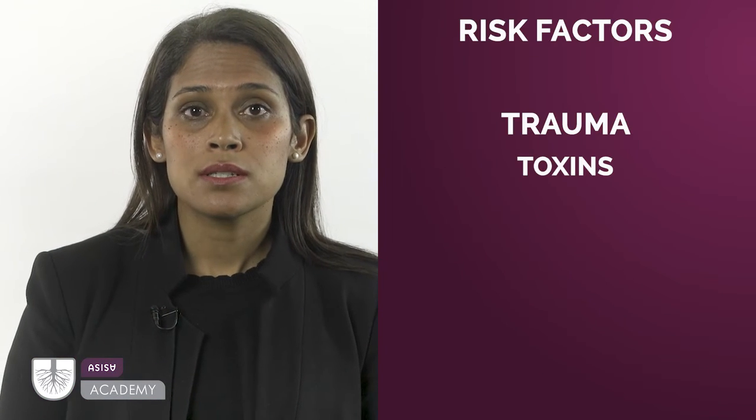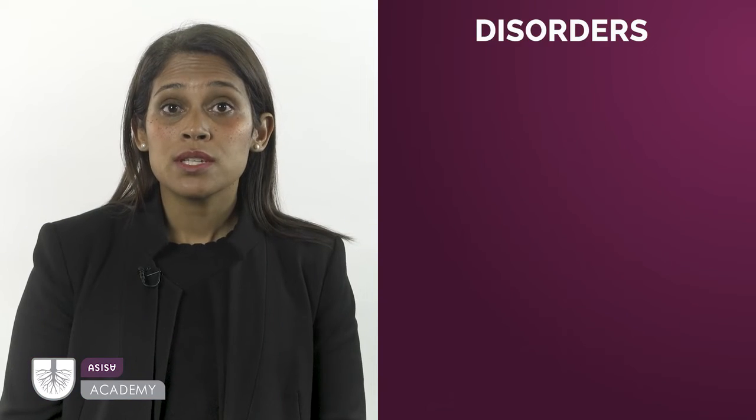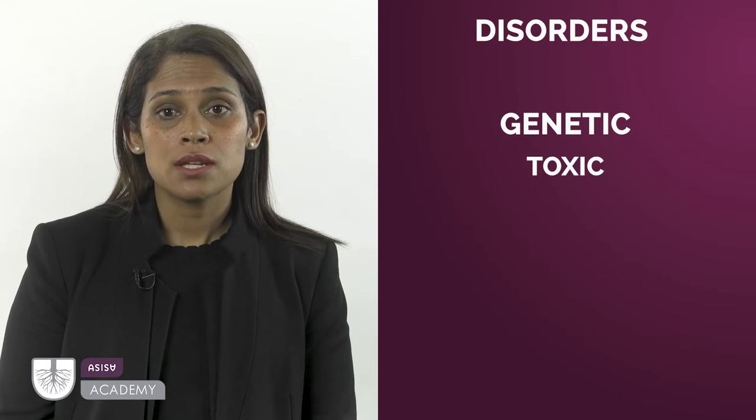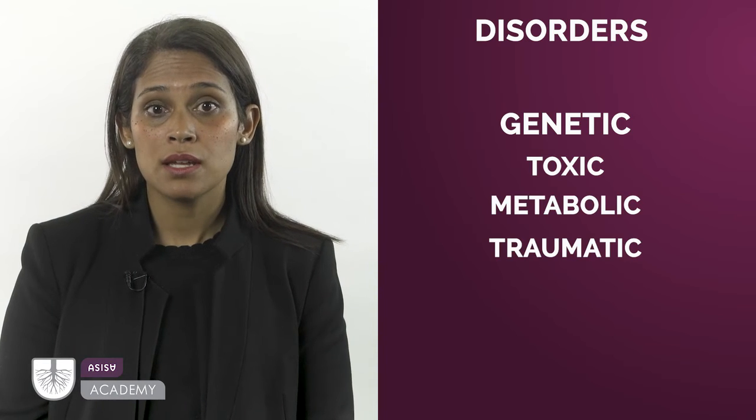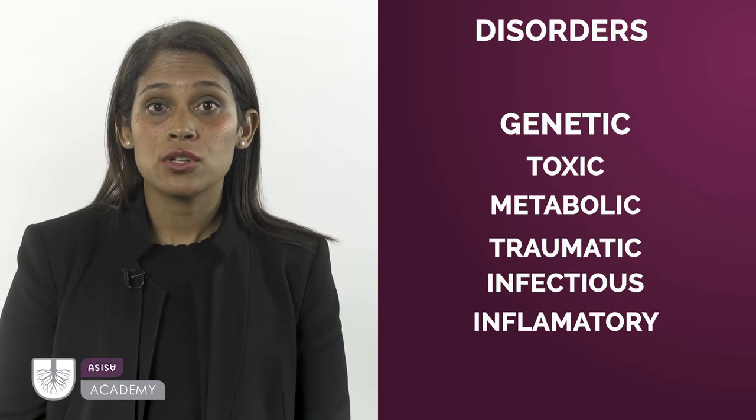The central nervous system is protected by the skull, vertebrae, and blood-brain barrier, whereas the peripheral nervous system is susceptible to trauma, toxins, and infections. Damage to or dysfunction of the neuron, this is the cell body, myelin sheath and axons, or muscles or neuromuscular junction, can result in a disorder or condition. Disorders can be genetic or due to toxic, metabolic, traumatic, infectious, or inflammatory conditions.